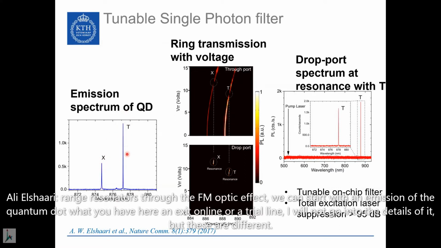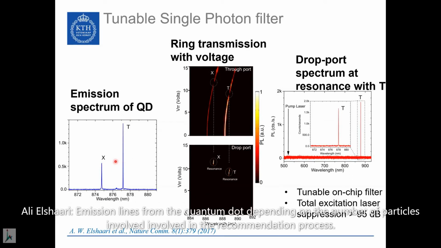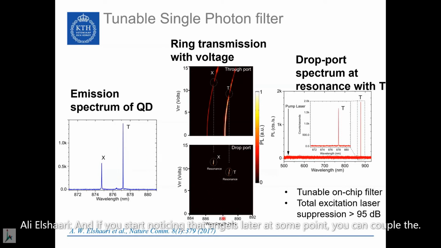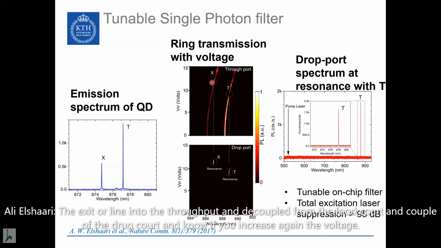I will not go into the details here, but these are different emission lines from the quantum dot, depending on the number of particles involved in the recombination process. And if you start now tuning the ring resonator, at some point you can couple the exciton line into the through port and decouple it from the through port and couple it into the drop port.